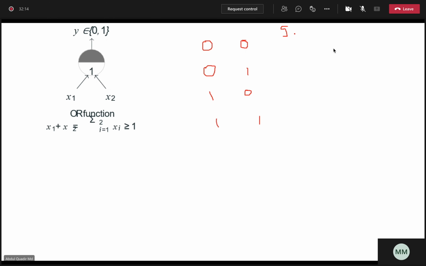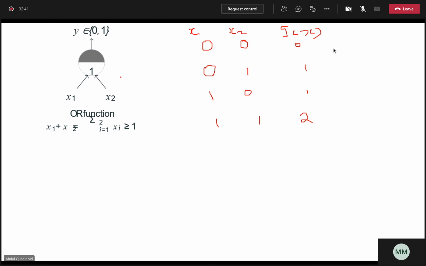So what will be the g of x of this? I'm summing up the two inputs, x1 and x2. When I aggregate, 0 plus 1 is 1, 1 plus 0 is 1, and 1 plus 1 is 2.